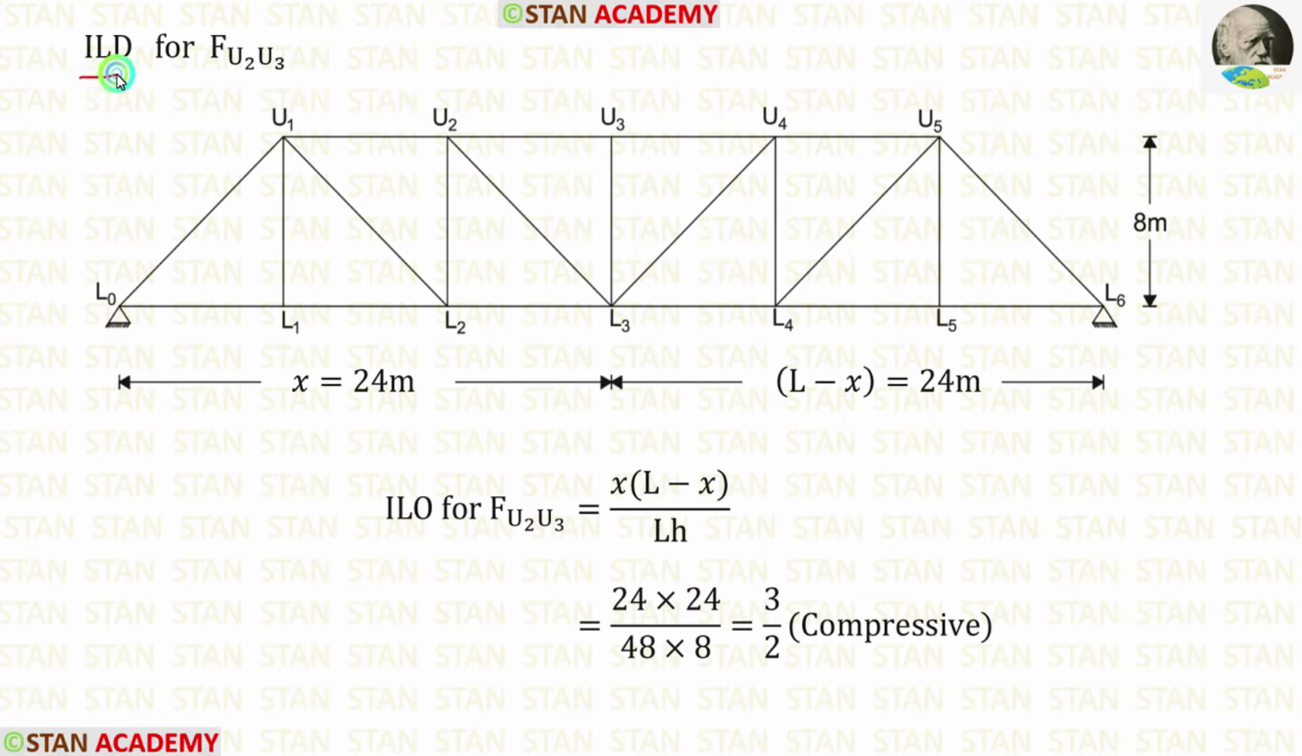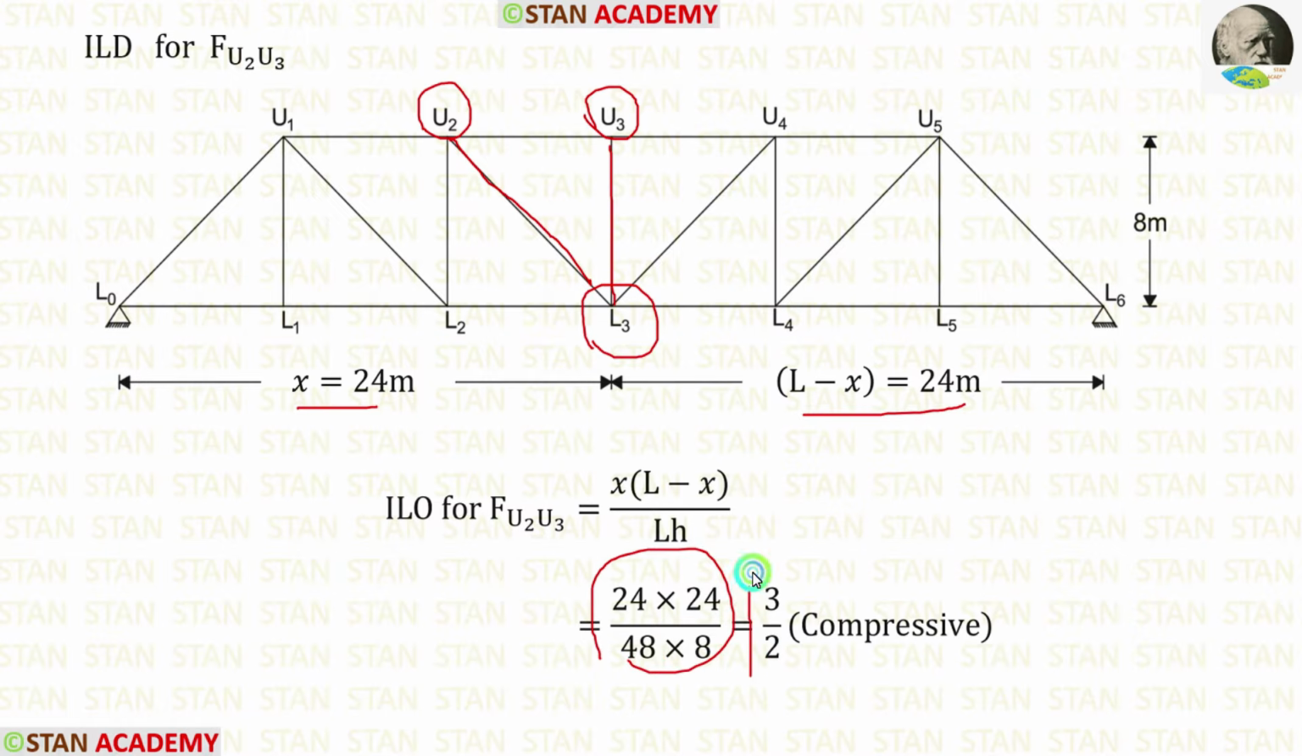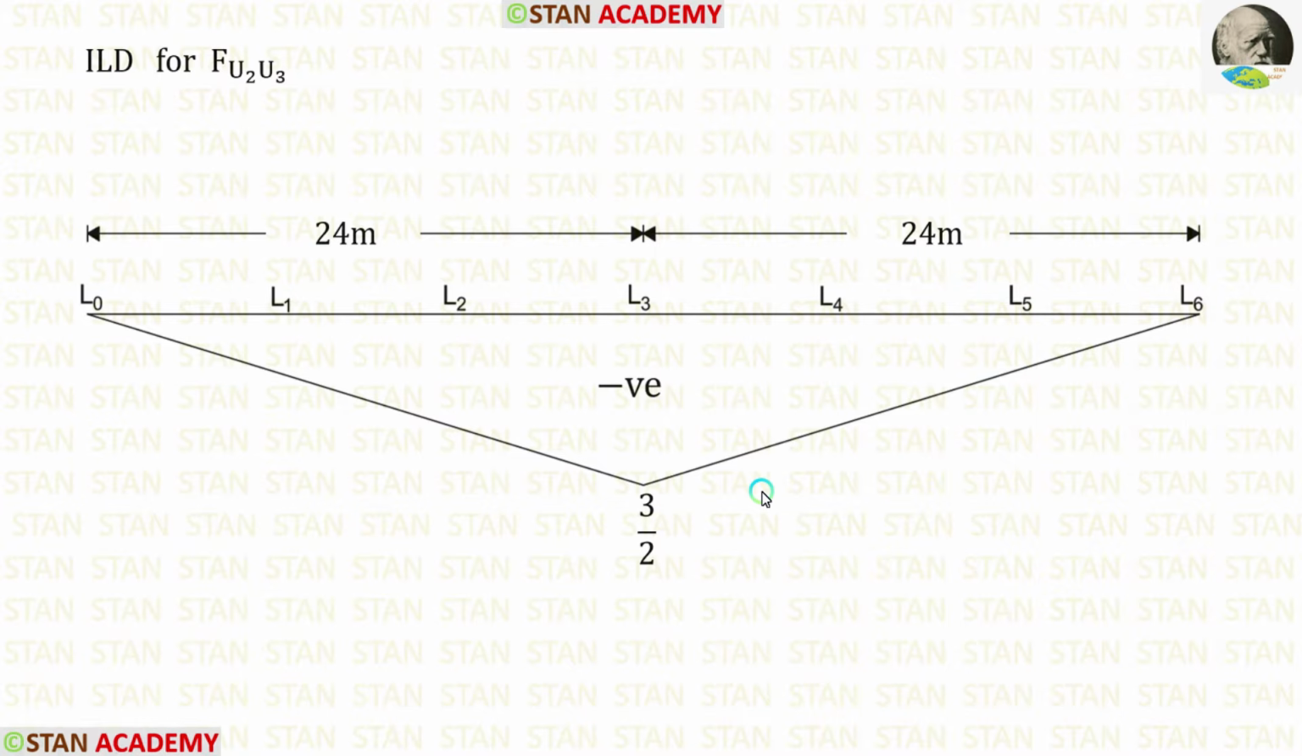Now let us make ILD for the force U2, U3. Here also we have to see where U2 and U3 are meeting. U2 and U3 are meeting in the point L3. So we have to make the ordinate in the point L3. On the left of L3 we are having 24 meter. On the right of L3 also we are having 24 meter. Now we can apply in the formula. Finally we are getting 3 upon 2. Now we can make the ILD.